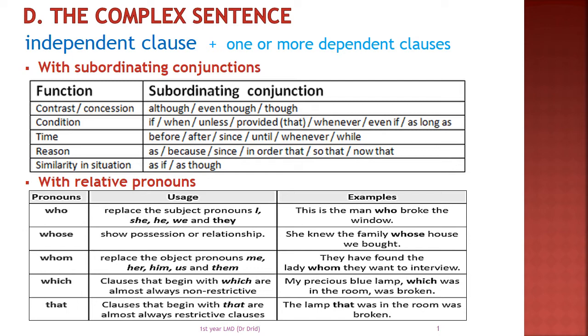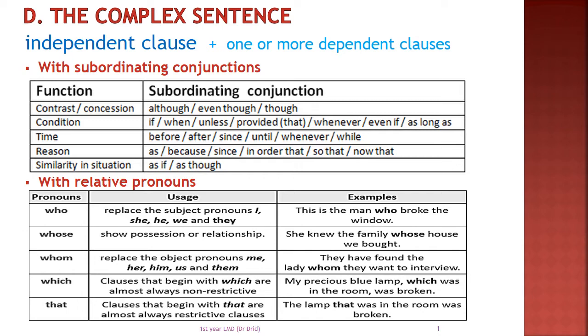You see in the first table the list of subordinating conjunctions in English. Let's read them. Although, even though, if, when, unless, provided or provided that, whenever, even if, as long as, before, after, since, until, whenever, while, as, because, since, in order that, so that, now that, as if, and as though.